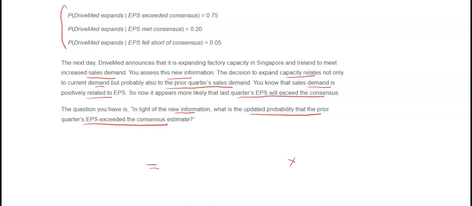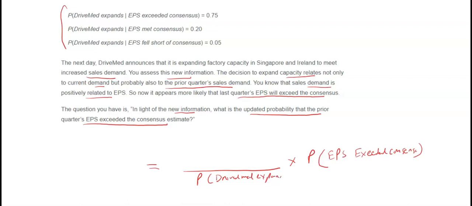Firstly, we will take the prior probability of the event. The event is the probability of EPS exceeded consensus. Okay, what is the new information? New information is Drive Med expands. So here we will take the probability of Drive Med expand, and here in the numerator we will take the probability of the new information given the event.